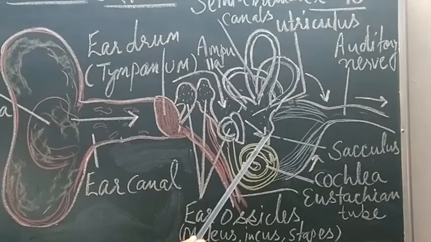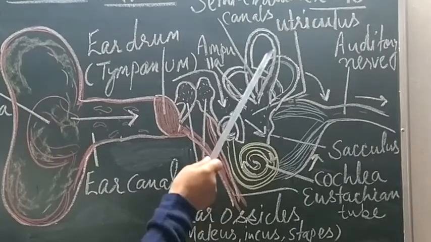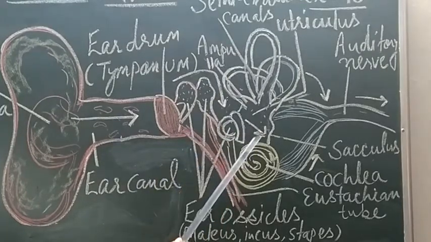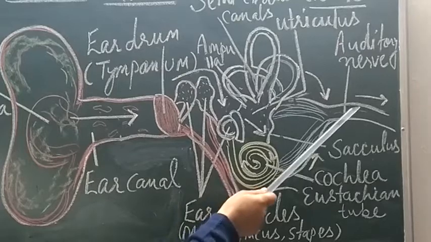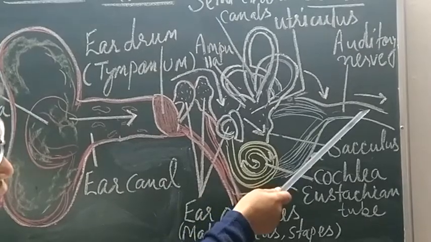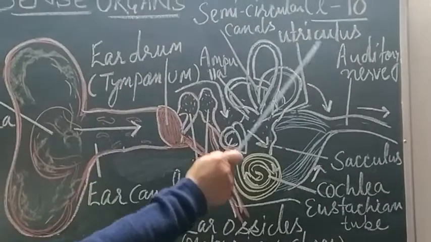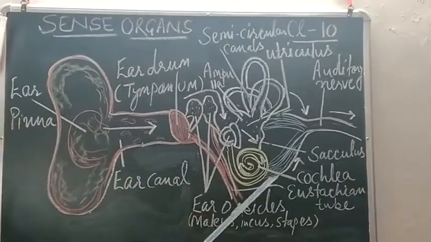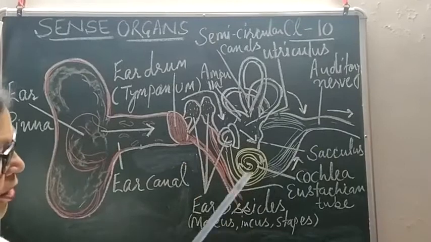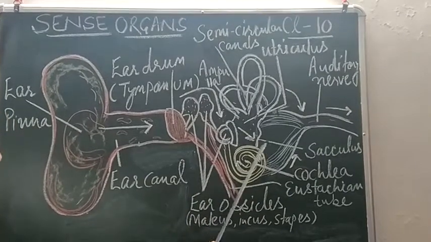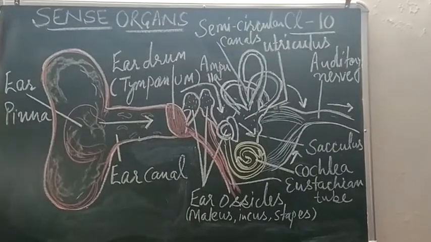These sensory cells send impulses from both the semicircular canals and the vestibule to the auditory nerve and ultimately to the brain. So this is the working of the internal ear. All these parts help in hearing as well as in maintaining balance.